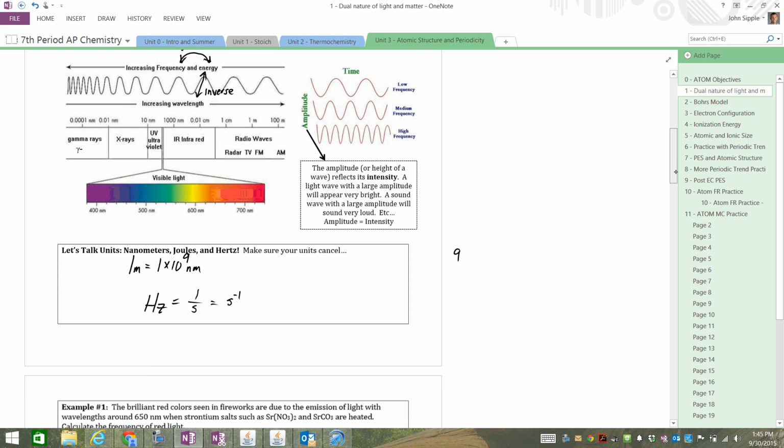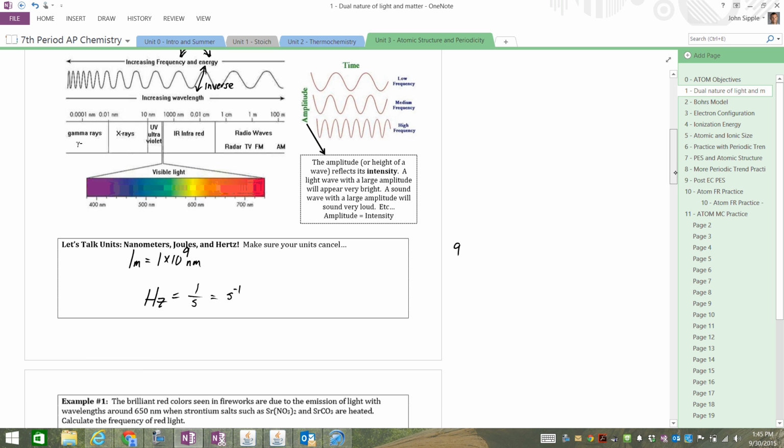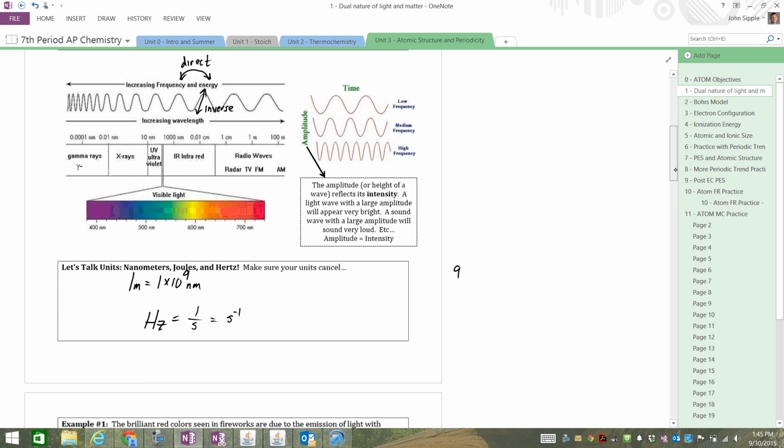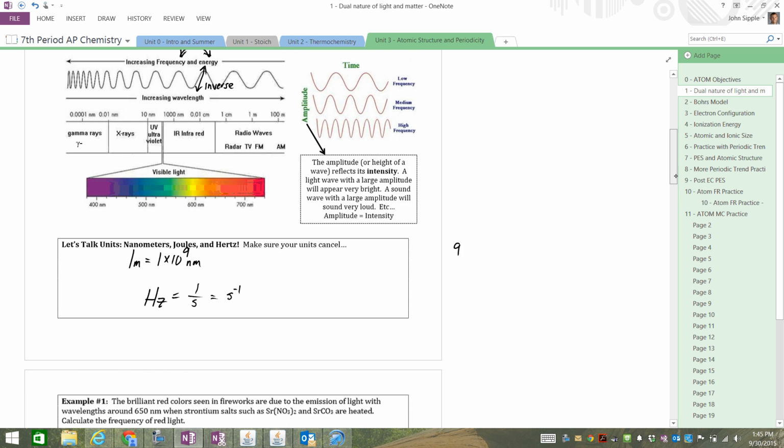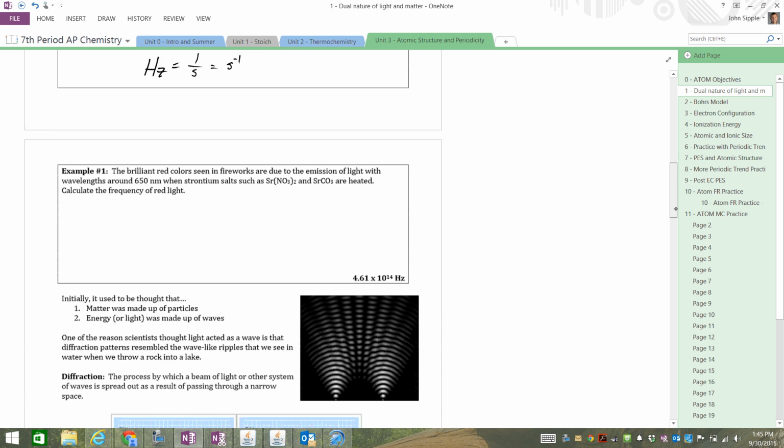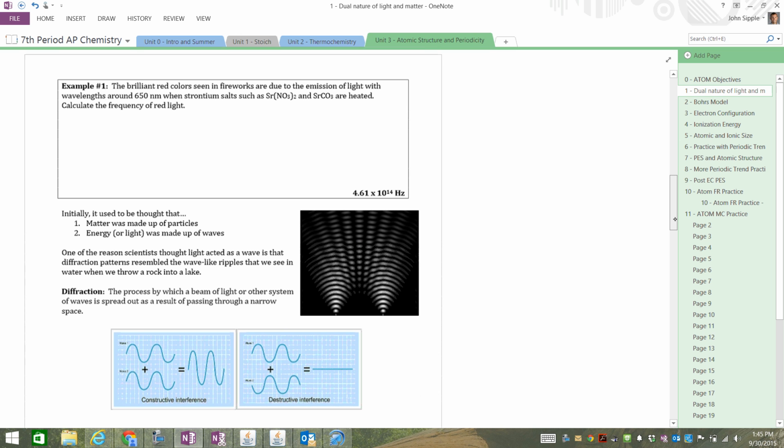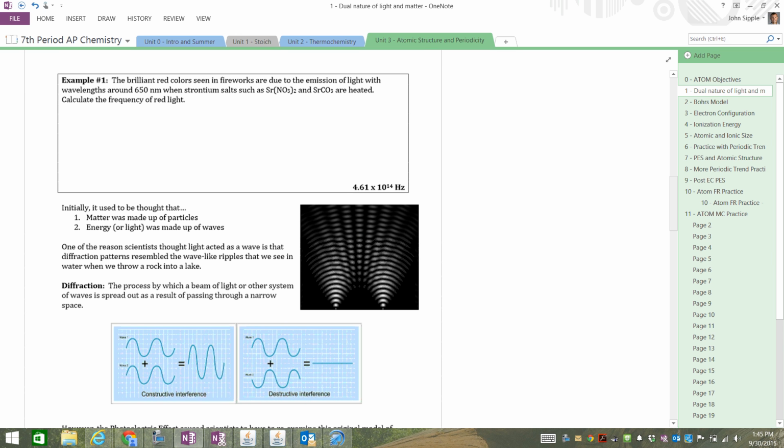If we want to utilize that equation up above, our speed of light equation, that's why we need to know how many meters there are in nanometers. So if we flip to the next page here, we've got some fireworks. When you're looking at fireworks, we'll talk about emission spectra today too.